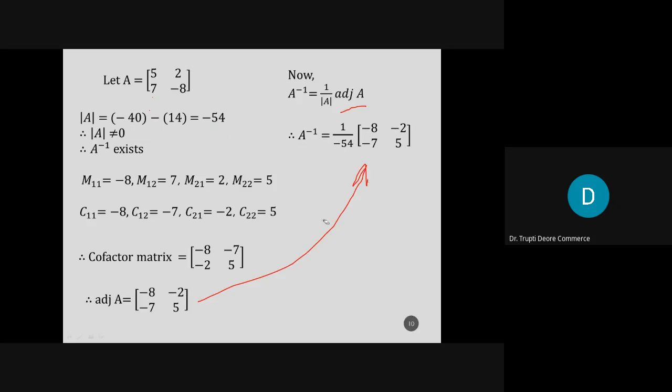So by division rule, डिव्हिजनचा रूल काय आहे? जो स्केलर मल्टिप्लिकेशनचा रूल आहे. राईट? स्केलर मल्टिप्लिकेशनचा रूल काय? ज्या कॉन्स्टंट नंबरने तुम्ही मल्टिप्लाय करताय त्याने प्रत्येक एलिमेंटला, each element is multiplied by the particular constant or scalar number. So here we get the new matrix, that is 1 divided by -54 for each element. So we get this as -8 divided by 54, -2 divided by 54, -7 divided by 54 and 5 divided by 54.